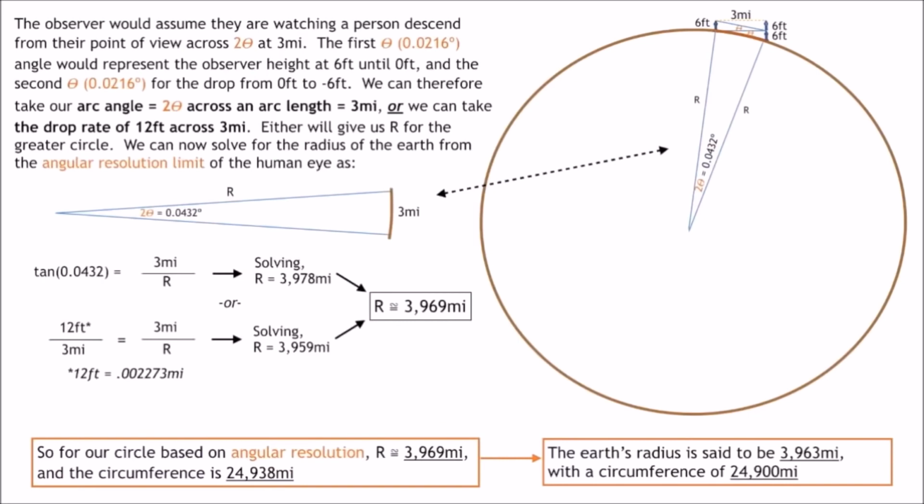3,969 miles. So for our circle based on the angular resolution limit of the human eye, we can calculate a radius of 3,969 miles, and the circumference then comes out to 24,938 miles. And coincidentally or not, the Earth's radius is said to be 3,963 miles with a circumference of 24,900 miles.